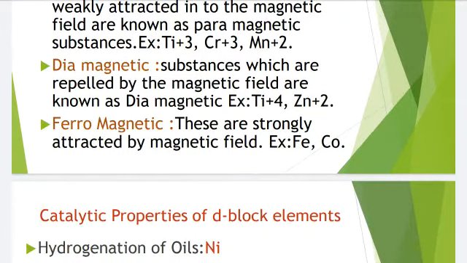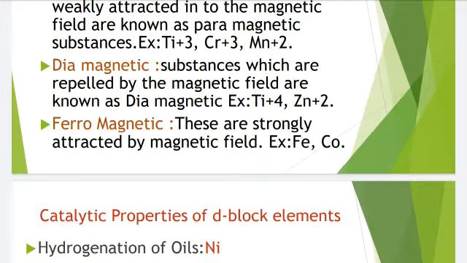Diamagnetic property of d block elements. Substances which are repelled by the magnetic field are known as diamagnetic. Ti4+, Zn2+ having paired electrons. Those are not having unpaired electrons. So these belong to diamagnetic property.